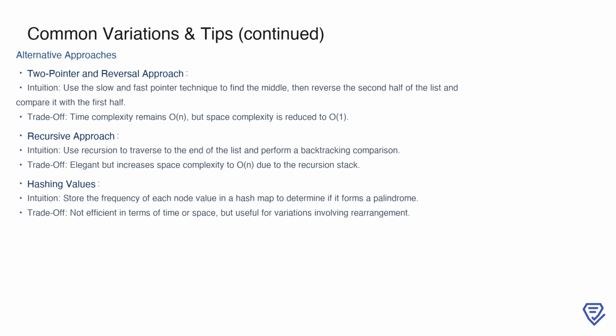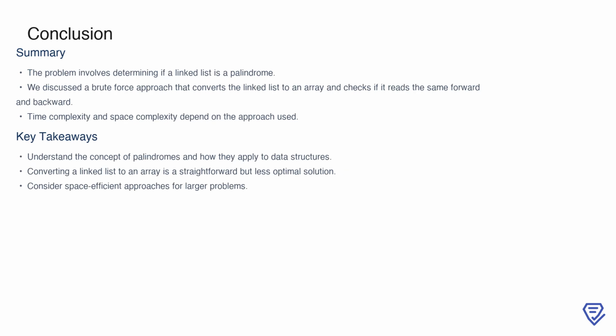Finally, you can use a hashing method, where you store the frequency of each node value in a hash map to check for a palindrome. While this method is less efficient in terms of time and space, it can be helpful for variations of the problem that involve rearranging the list. Each of these approaches has its strengths, and understanding their trade-offs can help you choose the best solution for a given scenario. That wraps up our discussion on problem number 234, palindrome linked list.